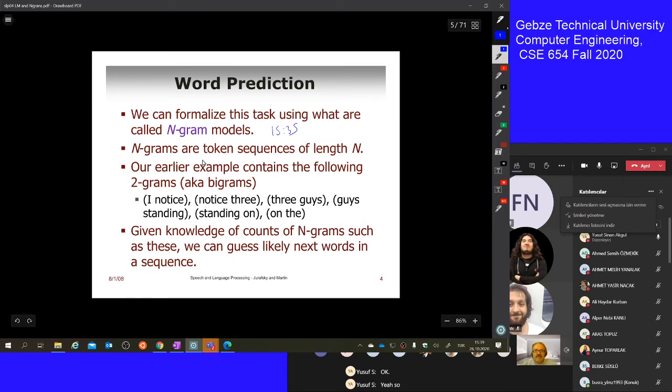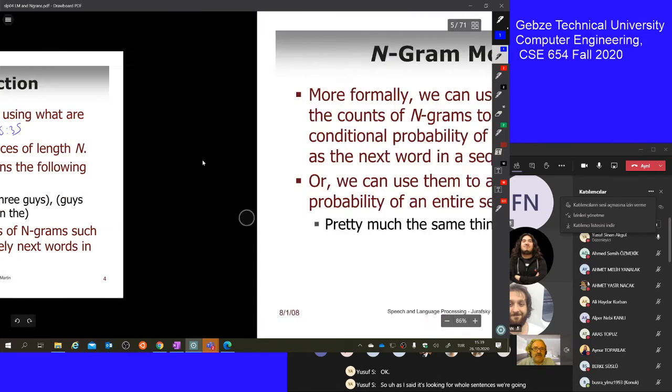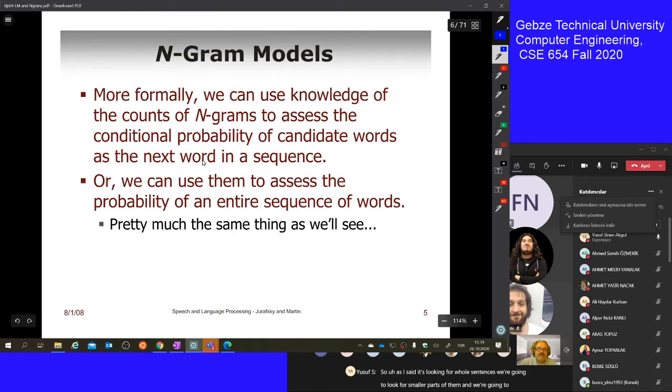As I said, instead of looking for whole sentences, we are going to look for smaller parts of them, and we are going to put them together in a meaningful, mathematically justified way. We are going to use n-grams to assess the conditional probability of a candidate word. What is a conditional probability?